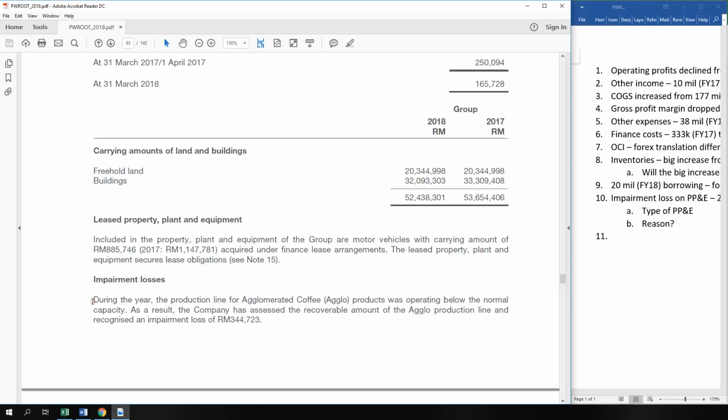Here is the reason for the impairment losses. Agglomerated coffee agro products was operating below the normal capacity. Alright, the number is not big, but my question here is, what is the reason for operating below the normal capacity? Agro coffee. Production line.